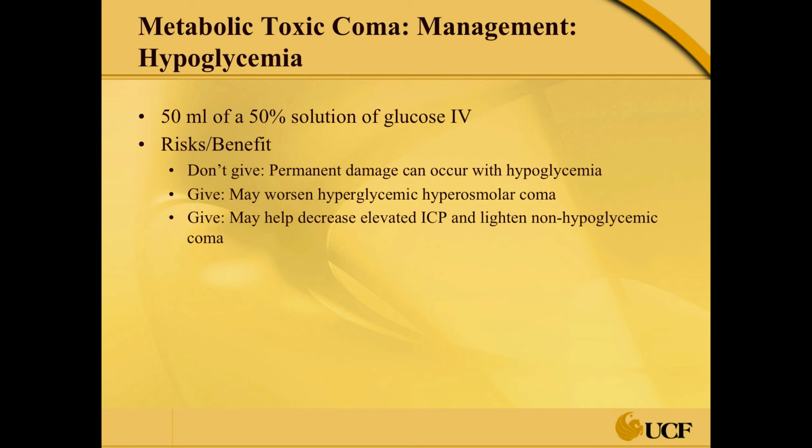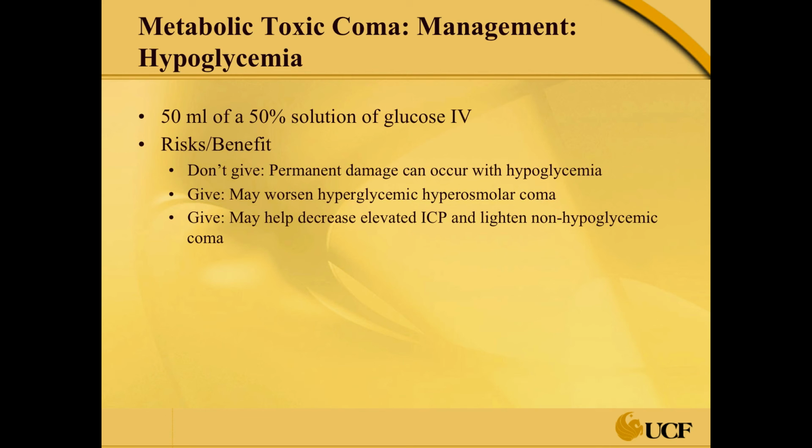Treatable conditions, like we mentioned, are things like hypoglycemia, acid-base balance disorders, hypoxia, meningitis, and drug overdoses. 50 mLs of a 50% solution of glucose IV if the patient particularly has hypoglycemia. But don't give it carelessly. What we're trying to say here is that permanent damage can occur with hypoglycemia.